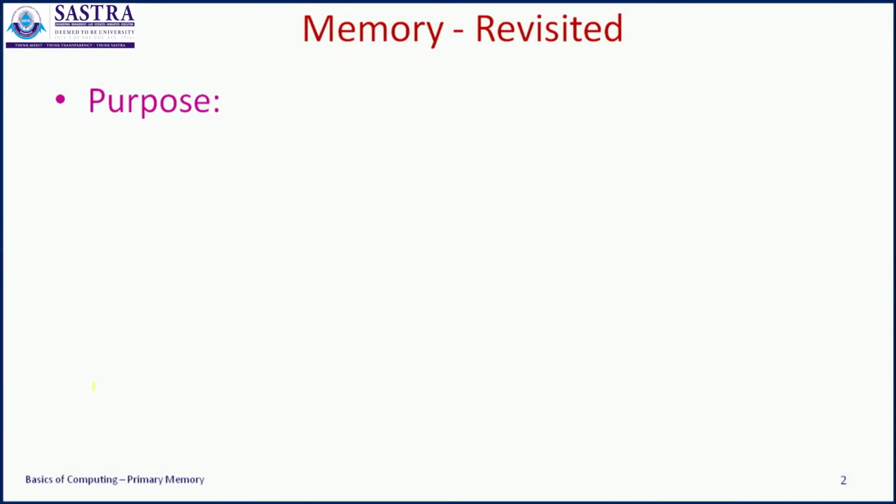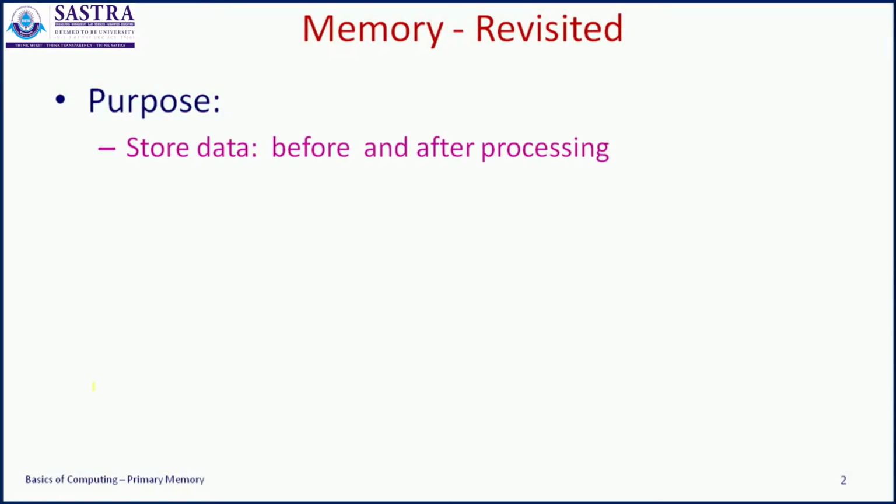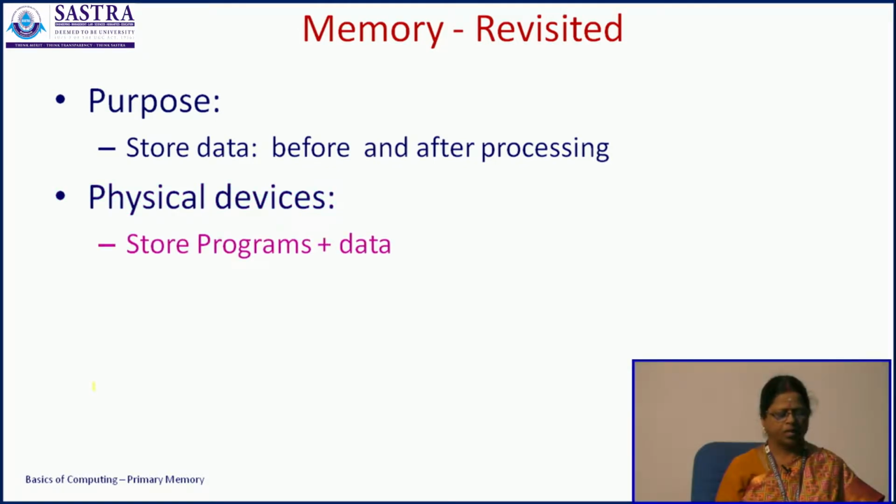In this session, let us see about primary memory and the types of primary memory. In the earlier session, we saw about memory. So, what is the purpose of memory? It is to store data before as well as after processing. We require physical devices to do so that it can store the programs as well as the data.